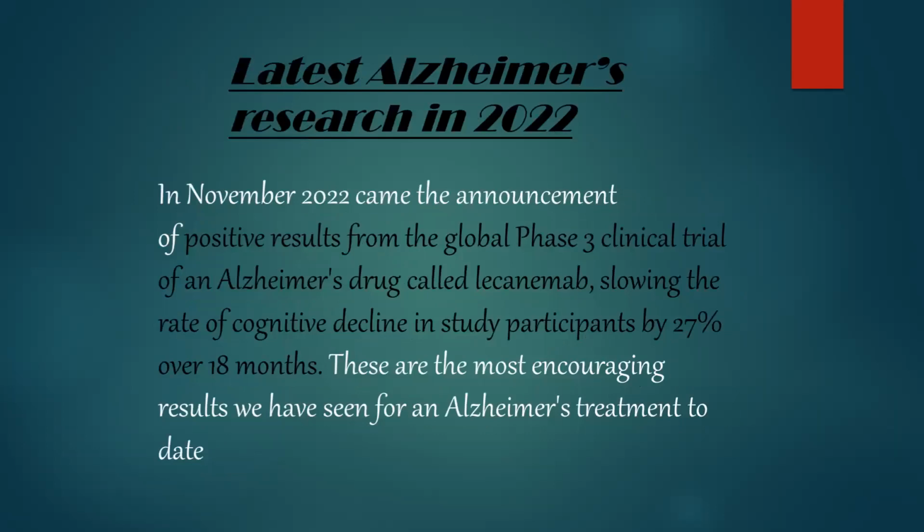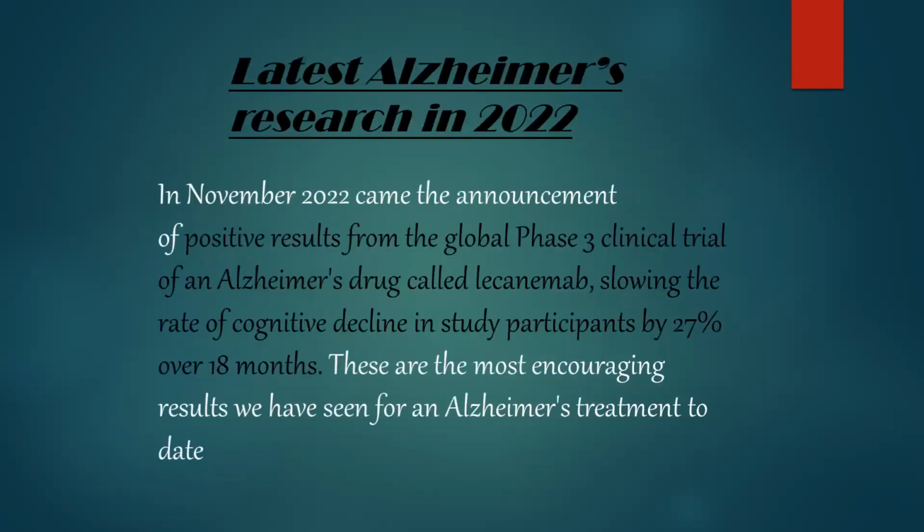Latest research, Alzheimer's research in 2022. In November 2022 came the announcement of positive results from the global phase 3 clinical trial of an Alzheimer's drug called lecanemab, showing a slowing of the rate of cognitive decline in study participants by 27% over 18 months. These are the most encouraging results we have seen for an Alzheimer's treatment to date.